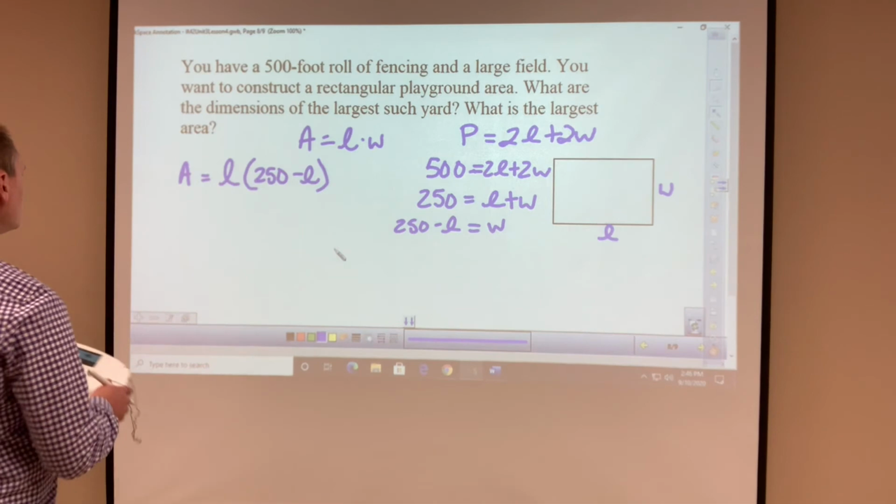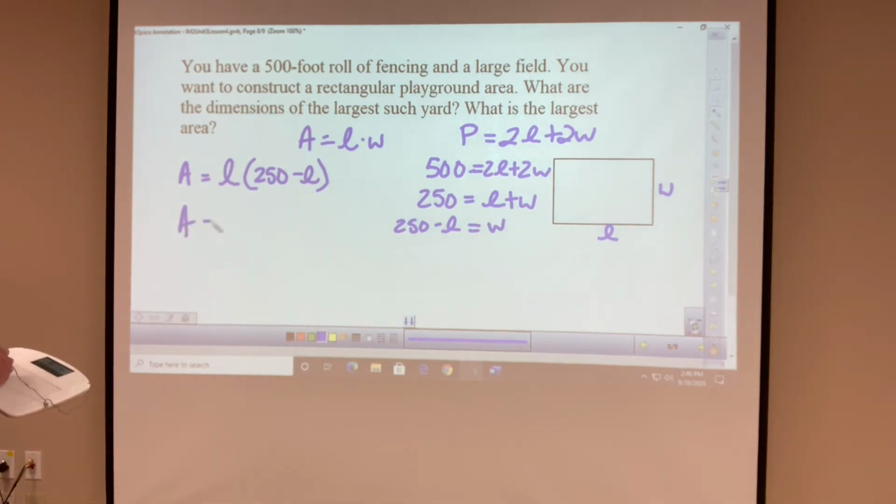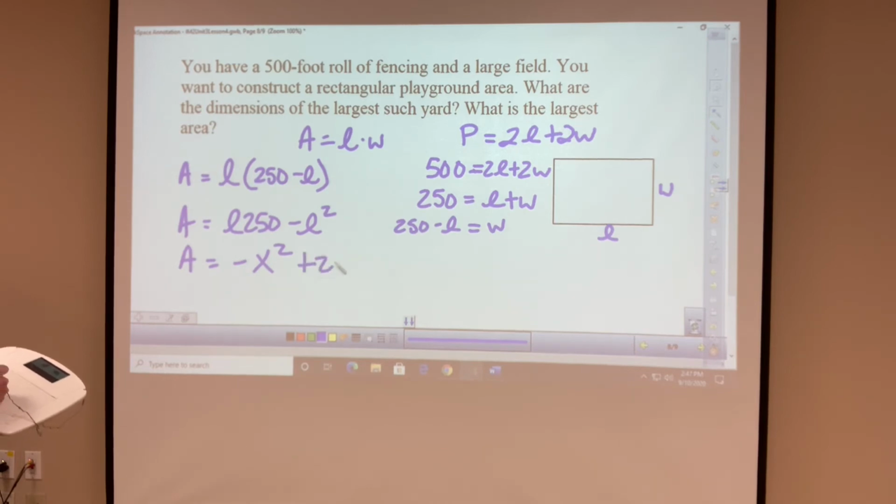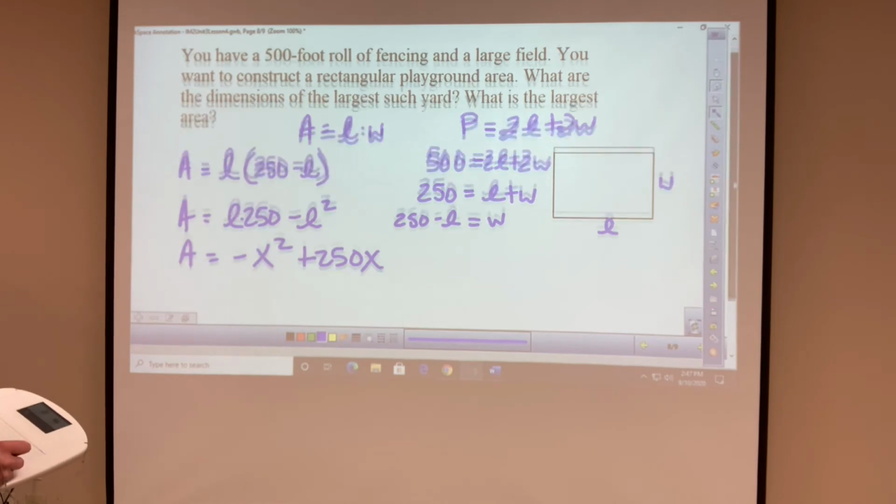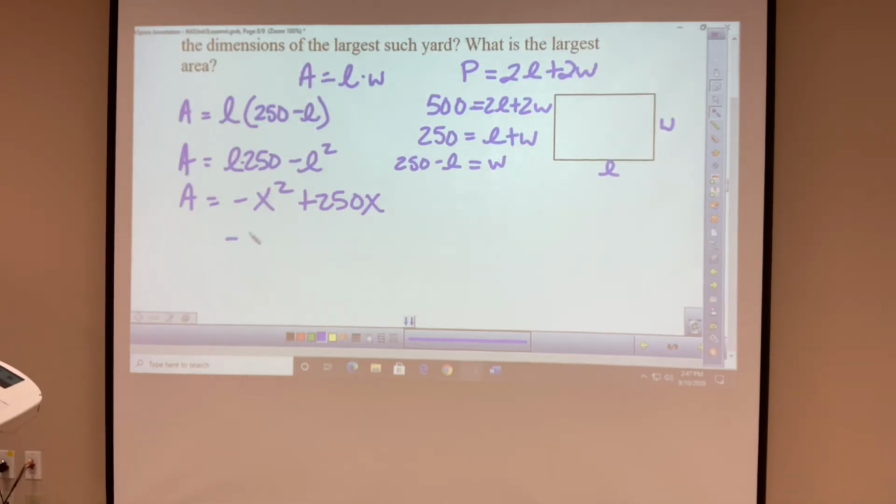All right, so let's go ahead and distribute the L. So we have L times 250 minus L squared. And if it makes you feel better, we can put the L in front. And if it makes you feel even better than that, we can use X instead of L. So plus 250X. All right, so from there we can complete the square. So let's factor out a negative from the first two terms here. So we have negative X squared plus 250X. And then from there we can complete the square.